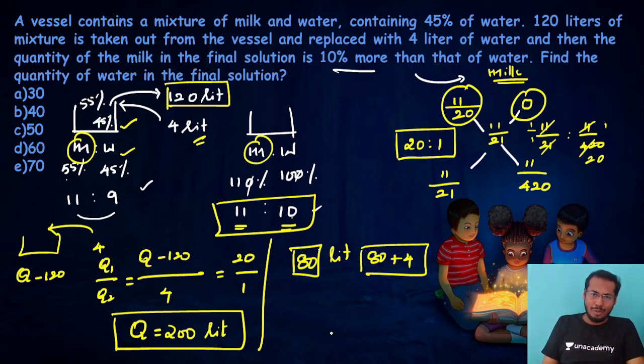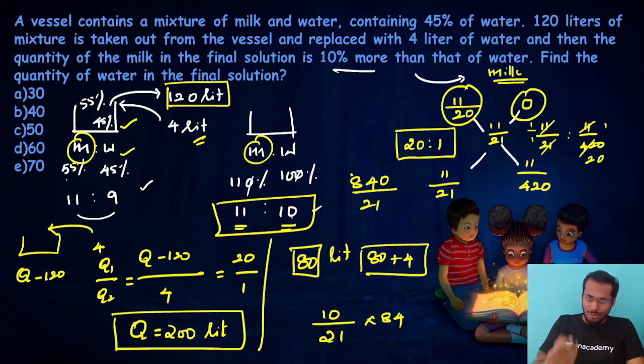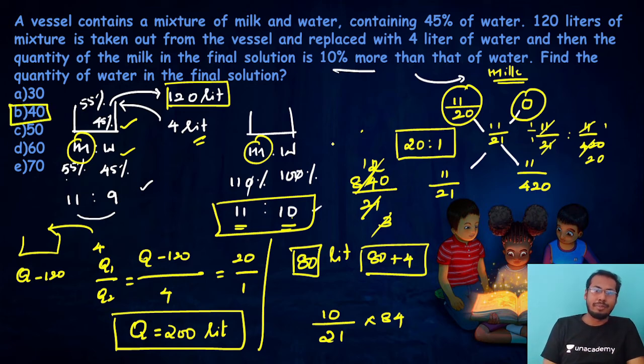So now you can solve with the same concept. Totally 21 parts. In 21 parts, 10 parts is water, into 84. So 840 divided by 21. So now you know that in the 7 table we can cancel this. 7 threes are 21, and 7 into 10 is 70, 7 into 12 is 84. So solve this, you will get the right answer. So if you solve this, you get 40. 40 is the right answer, option B. At last, 40 liters of water in the vessel.